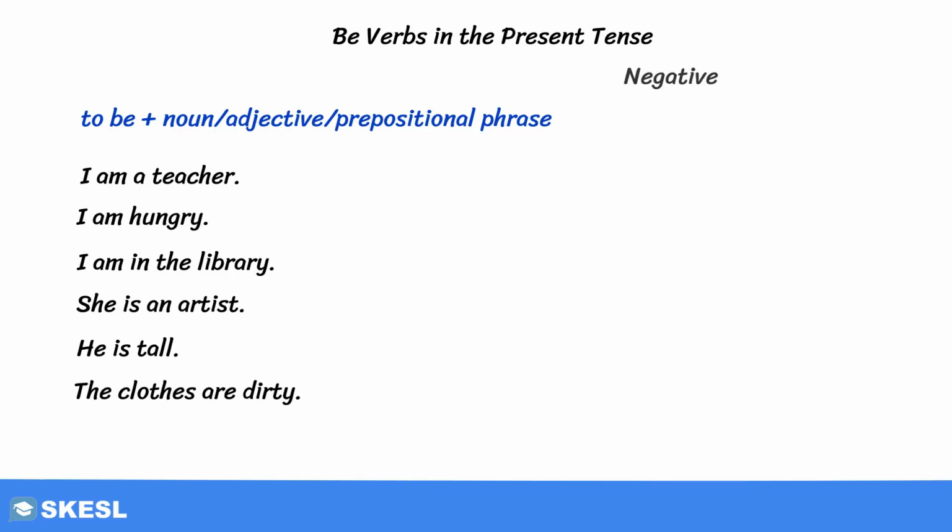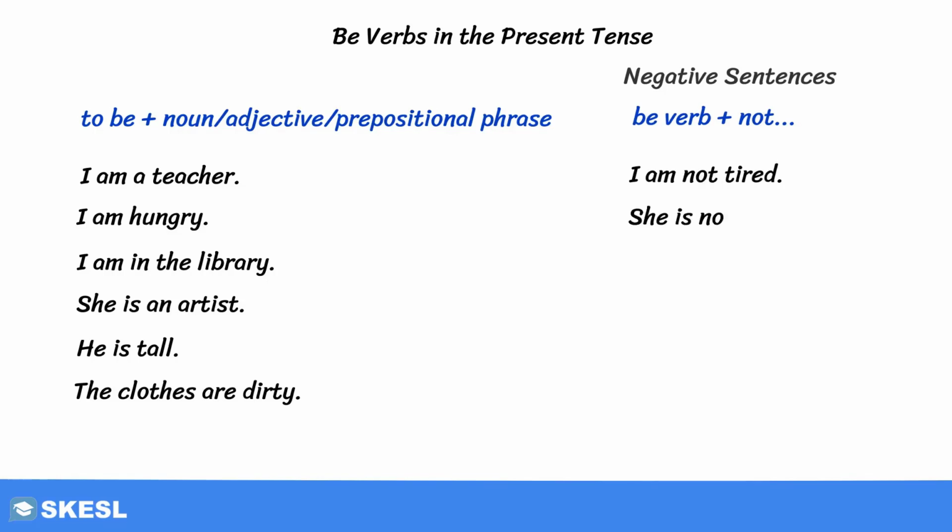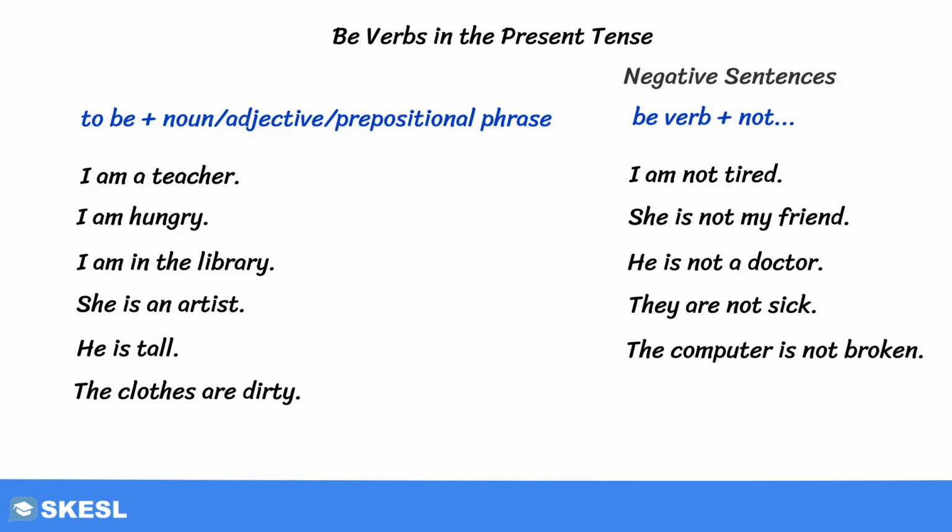To make a negative sentence, add the word not after the be verb. I am not tired. She is not my friend. He is not a doctor. They are not sick. The computer is not broken.